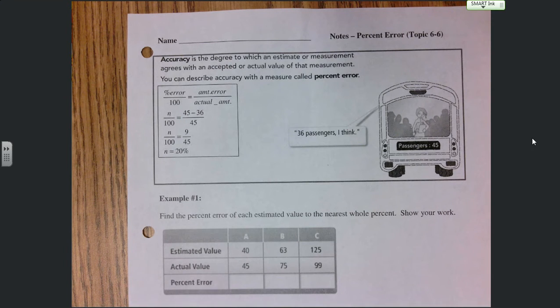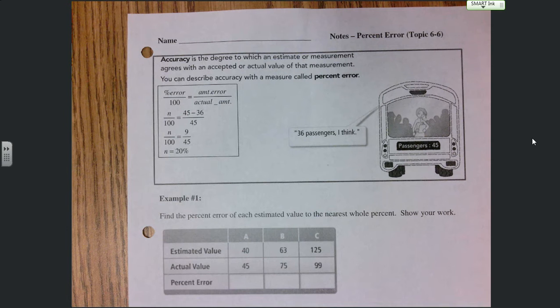Hi, today we're talking about percent error. I'm just going to start with reading the definition, which says that accuracy is the degree to which an estimate or measurement agrees with an accepted or actual value of that measurement. So let's say you got 100% on the test, you're 100% accurate.